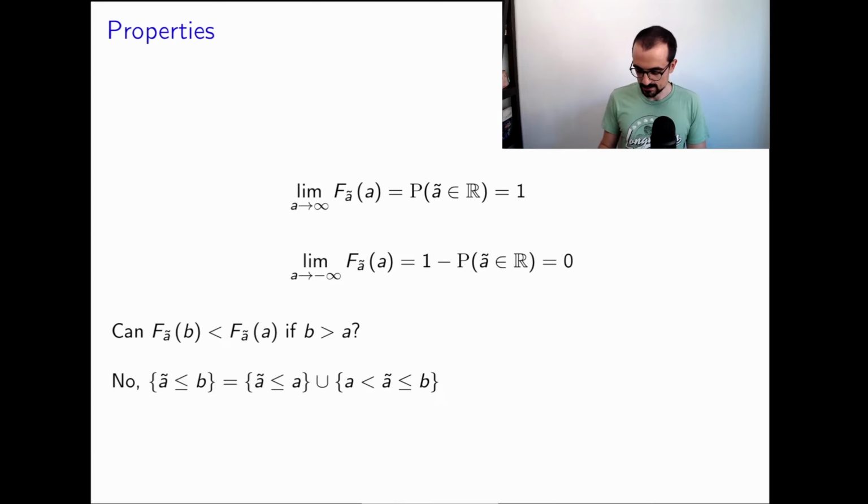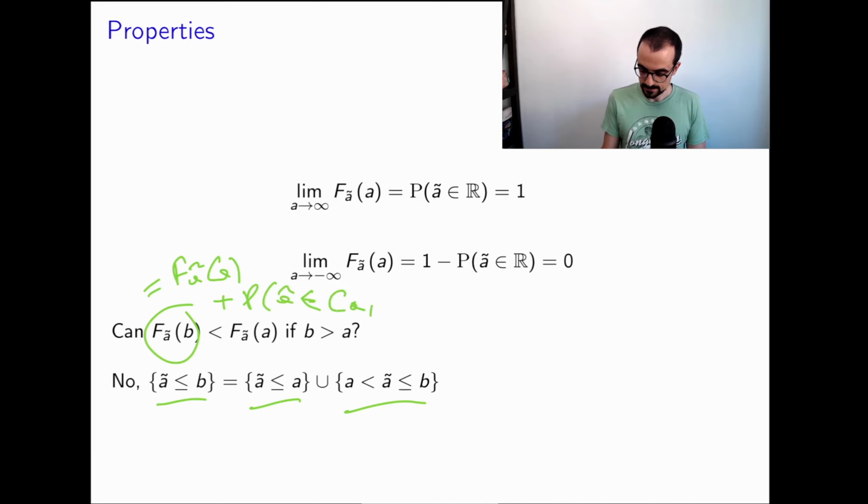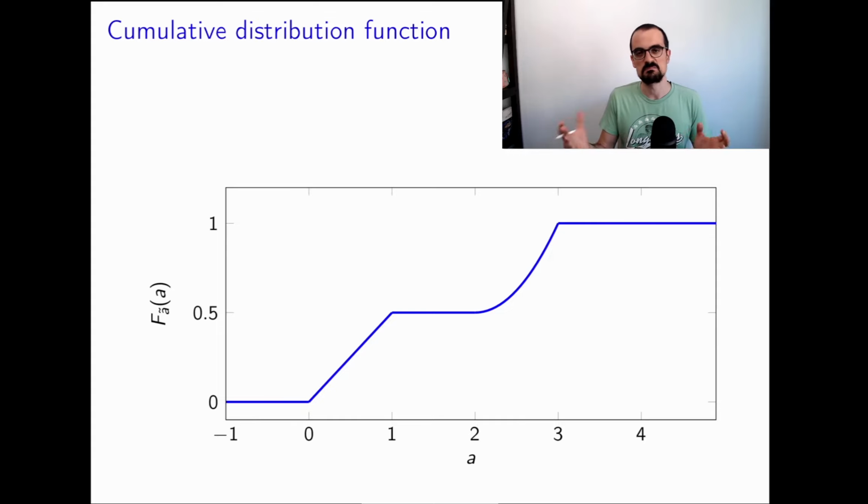Okay, so we can actually separate being smaller than b into being smaller than a and being between a and b. So this probability is equal to F of a plus the probability that the variable is between a and b, which is non-zero. So F of b, if b is greater than a, can never be smaller than F of a. Okay, hopefully that was clear. I think that wasn't my best explanation, but let's move on.